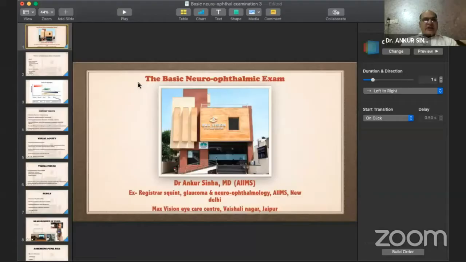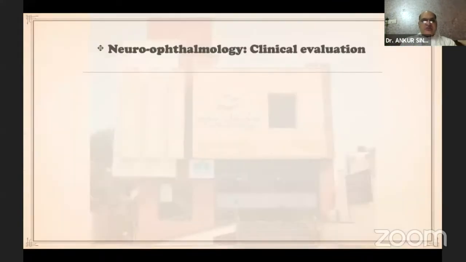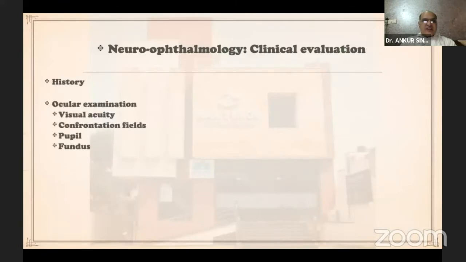Thank you, Dr. Digvijay, and thank you, AIOS, for giving me the opportunity to be here and interact with you. So I'll be talking in brief about basic neuro-ophthalmology examination and how to start it. The clinical evaluation in neuro-ophthalmology starts with history taking. Then we move on to the ocular examination, which includes visual acuity, confrontation fields, pupil, fundus, systemic examination, and then investigations, typically the ocular and the systemic.